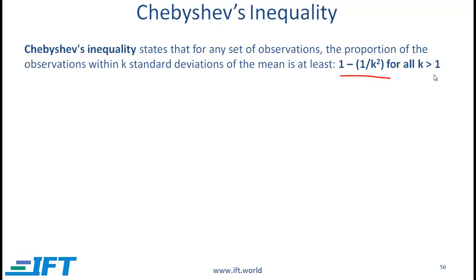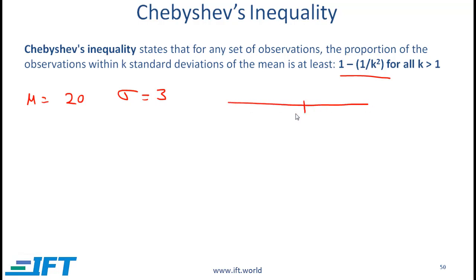To understand this concept, let's say you have the following data. The mean is equal to 20, and let's say that the standard deviation is equal to 3. We want to find out what percentage of the data must reside within two standard deviations from the mean.